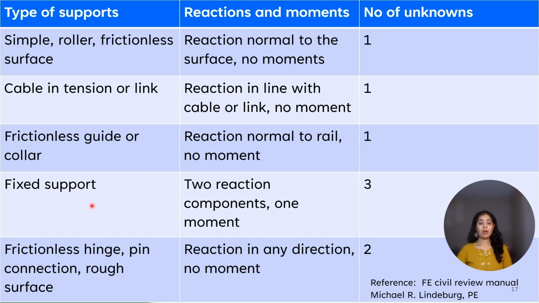Fixed support or built-in support. There will be two reaction components, one acting in the horizontal direction and one acting in the vertical direction, and one moment. So the number of unknowns will be 3. Frictionless hinge, pin connection or rough surface: then the reaction will be in any direction and no moment. So the number of unknowns will be 2, two components of the reaction.